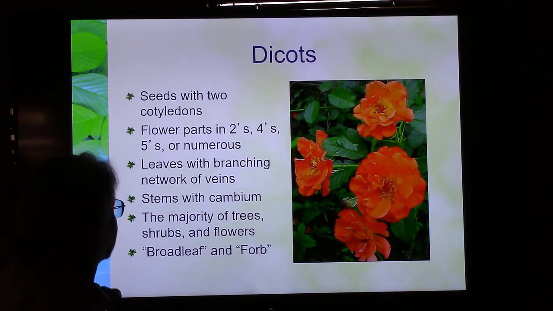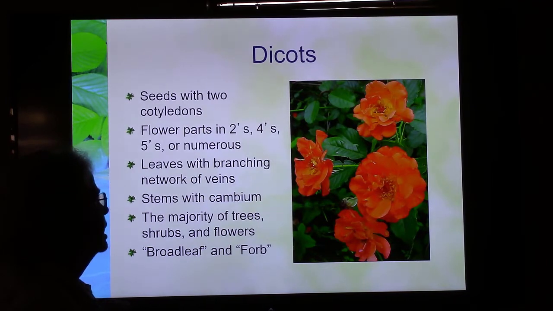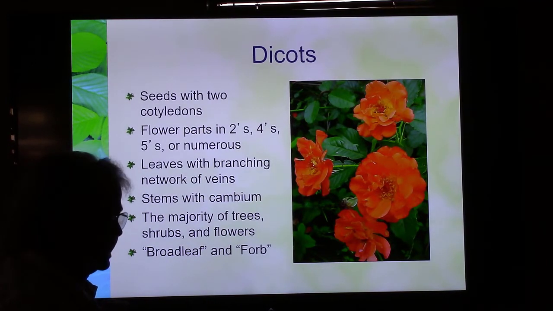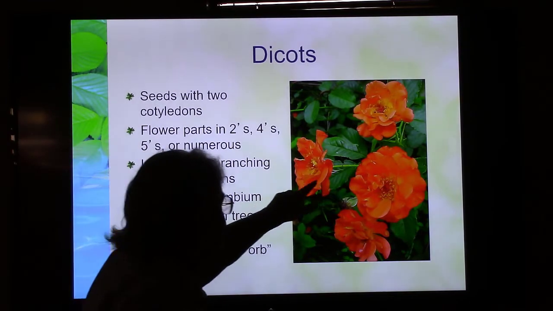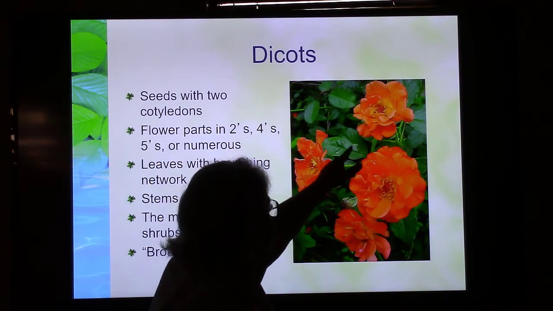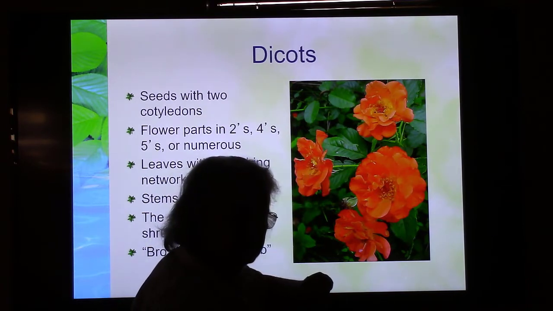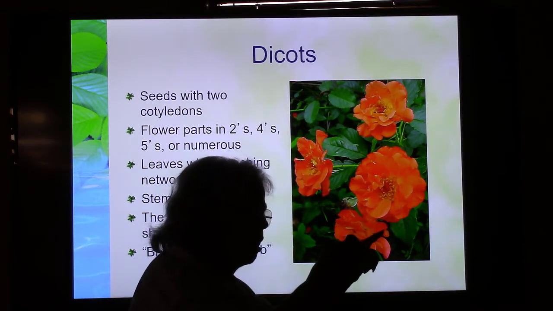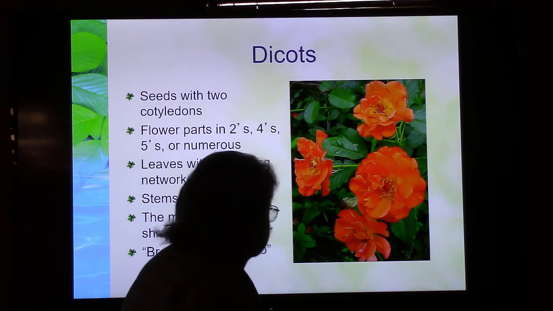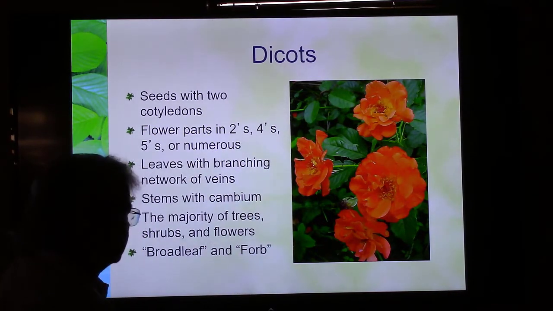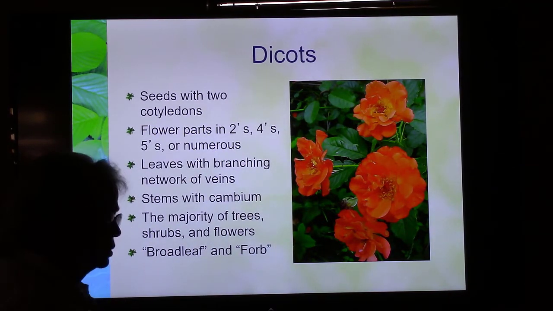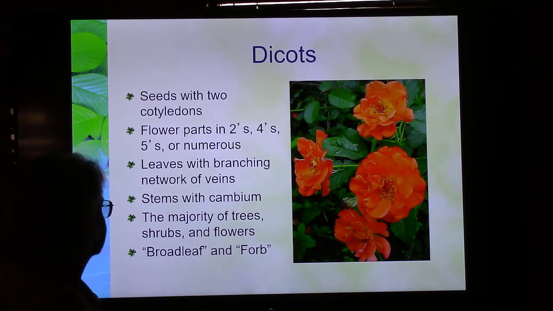The leaves have a branching network of veins. We're going to look at that in detail in a little bit. So instead of the veins of the leaf starting all at the bottom and running parallel out to the end, there's usually one big one in the middle and a bunch coming off of it. So if it's not blooming, but we can look at the leaves, we can usually tell monocots from dicots.